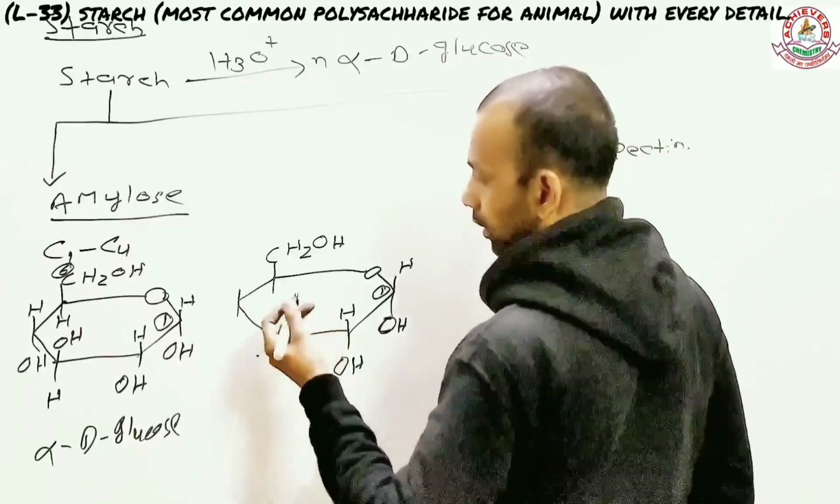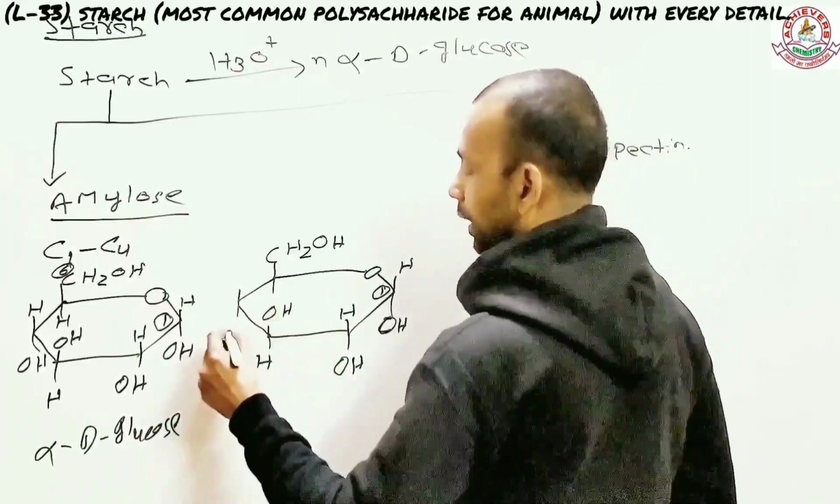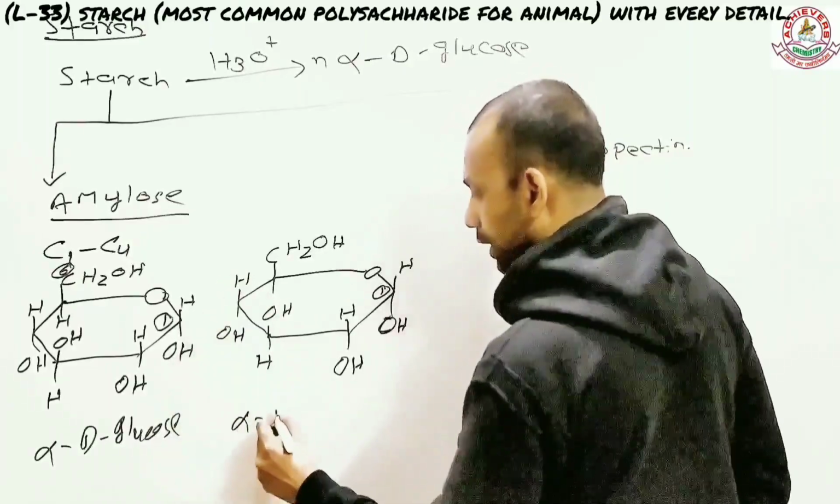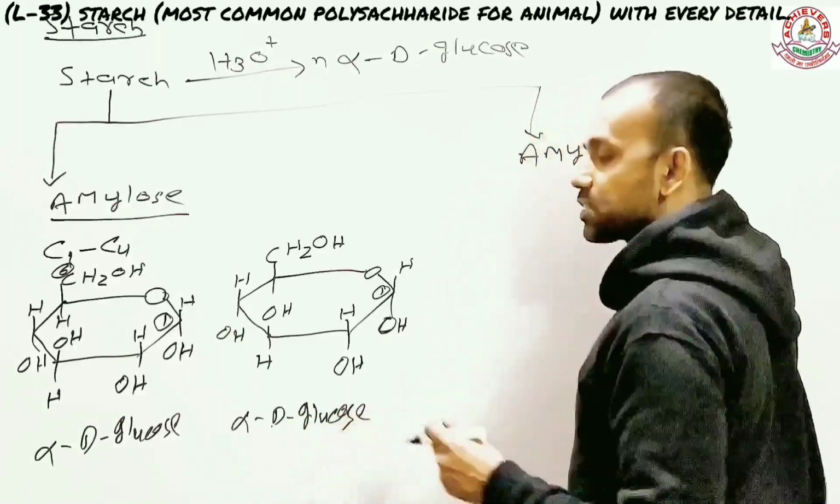This one is different from the rest of that. So this is only H out here and OH in here. Similarly, this is again OH and this is your H. So this is again your alpha D glucose, right? Alpha D glucose. So how this bond is formed, you do know.